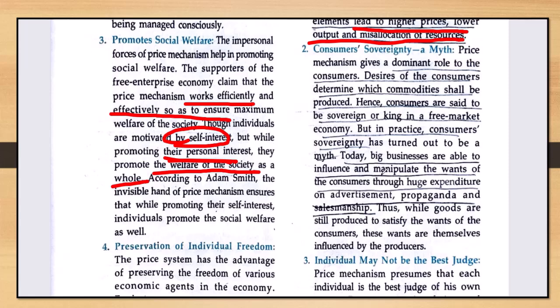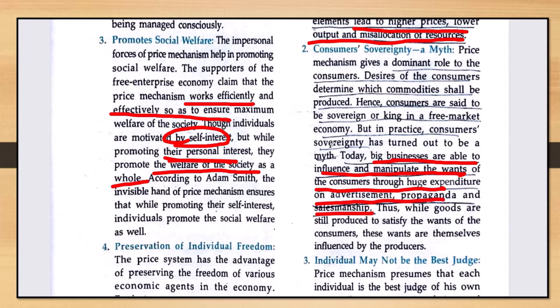So we have seen that the consumer has the sovereign power of determining what to consume, and thus they are the primary elements in making the price decision for the price mechanism as to what to produce by the suppliers. But in real life, nowadays, what is happening in the capitalistic market is that this is actually becoming a myth. Why? The big businesses are able to influence and manipulate the wants of the consumers by huge expenditure on advertisement, propaganda, and salesmanship.